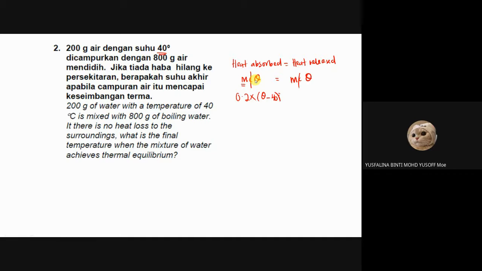Theta is the temperature change. What is the temperature change? Final temperature minus initial temperature. You want to find the final temperature, so theta is the final, minus the initial temperature of 40, because the temperature will increase. So are you clear on this side of the equation? Anything you want to ask, or do you want me to explain again?